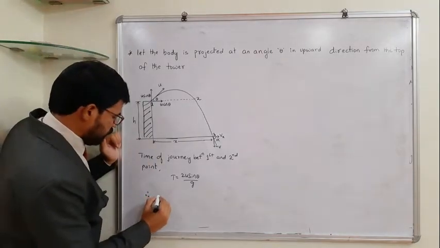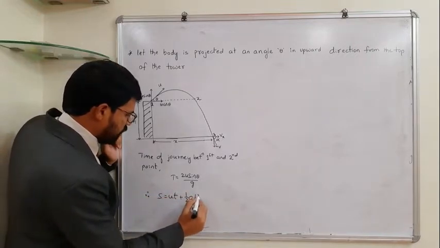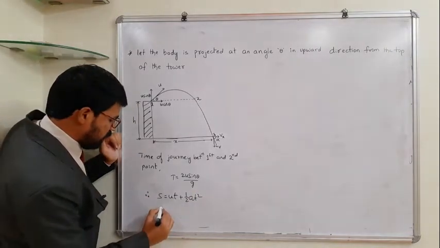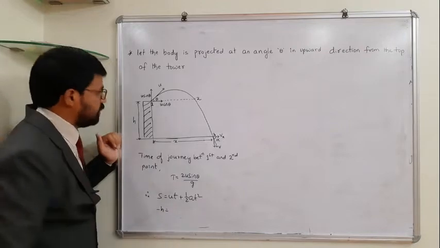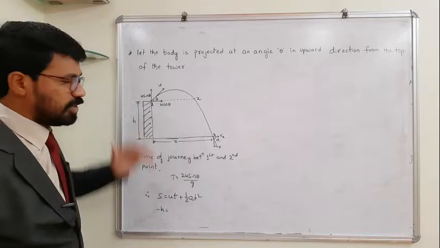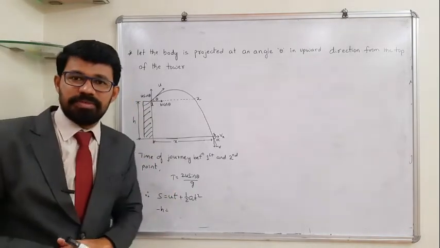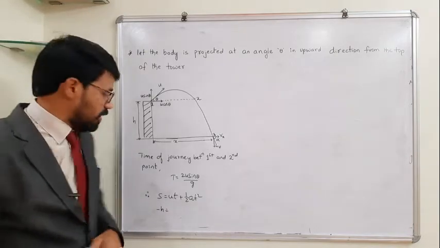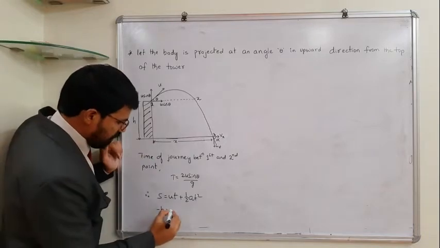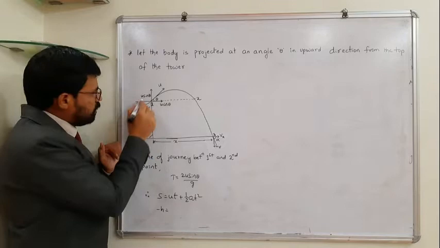Since S is equal to ut plus half at square, and I am interested in finding the displacement in the vertical direction, the displacement in the vertical direction here is minus h, isn't it? This is the initial point, this is the final point. So if you take this as origin and take all upward parameters as positive, downward direction parameters can have negative values. So here I am taking displacement as minus h since I am measuring in the downward direction, and the initial velocity with which it is projected vertically upward is u sin theta.